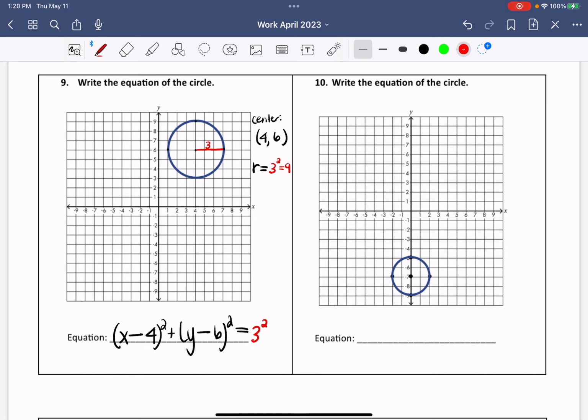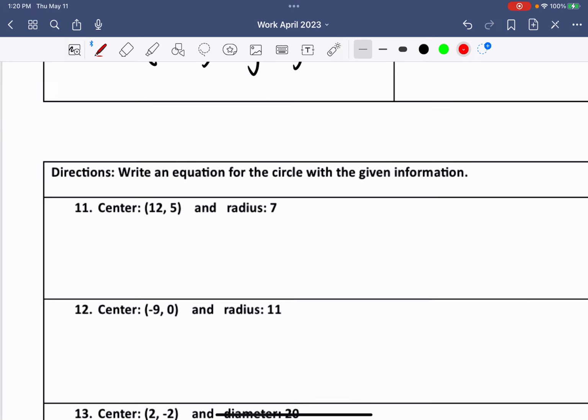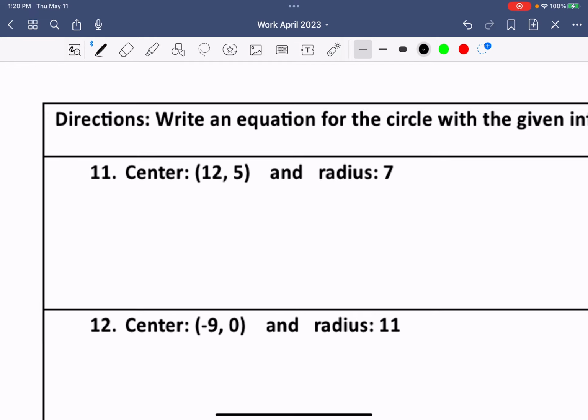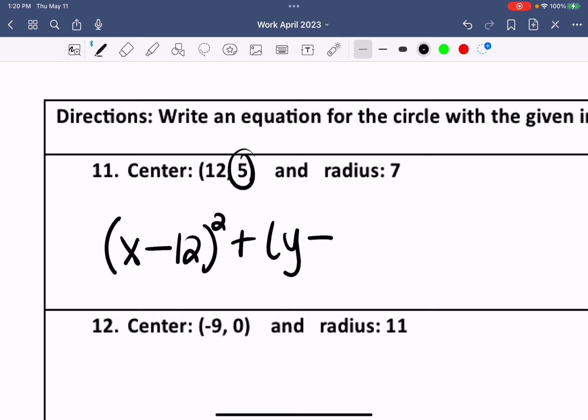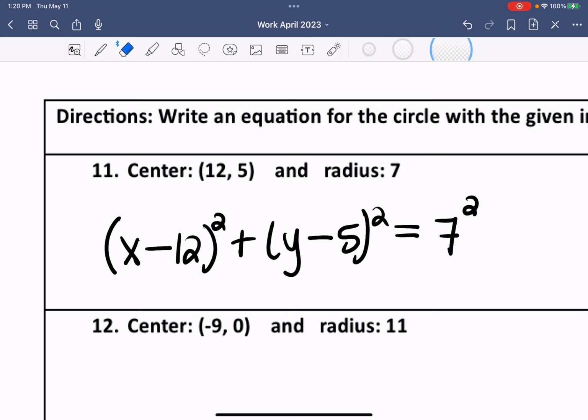Okay, you should be able to do number 10 on your own. Find the center, find the radius, and then build the equation. And for the bottom ones, it's exactly the same. Okay, x, and then we grab the center. So minus 12. Close it and square it. Y minus, grab the second value from the center, 5. Close it and square it. And at the end, the radius, 7 squared. Or you can erase this and put 49, because 7 times 7 is 49. Or you can leave it as 7 squared.